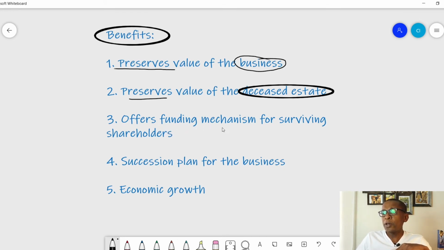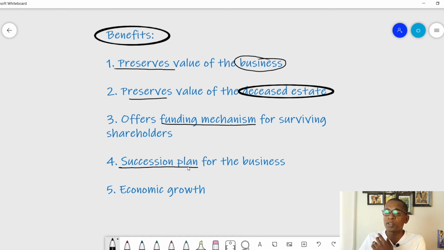Number three, very important, it offers a funding mechanism for Mr. Green. Now, for Mr. Green, in the event of Mr. King dying, like we said in the previous video, he could try and raise funds somewhere else, but that depletes his assets, because he might have to use his current assets, or might have to make a loan. Whereas if it's coming from a cheap mechanism, such as a life policy, he's actually getting a better funding mechanism, which is far cheaper. And then obviously it's a succession plan for the business, like I mentioned before.